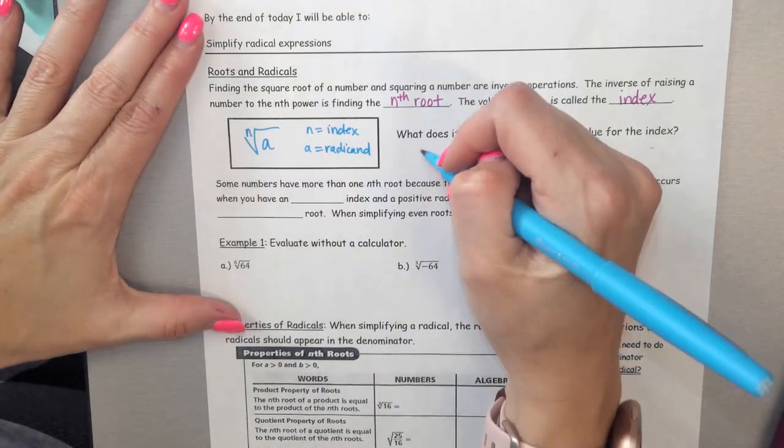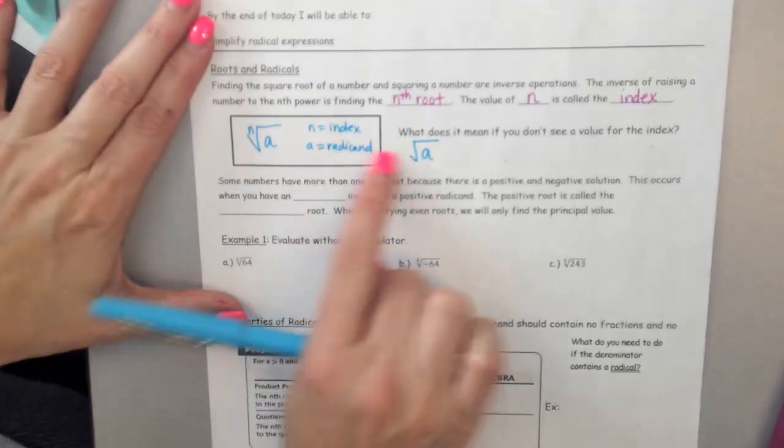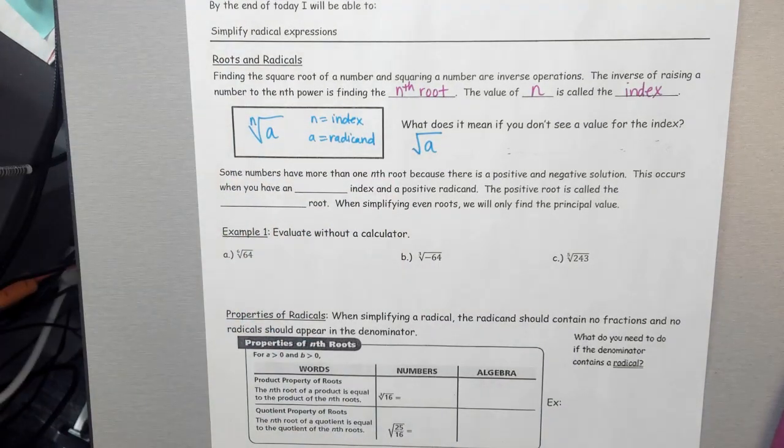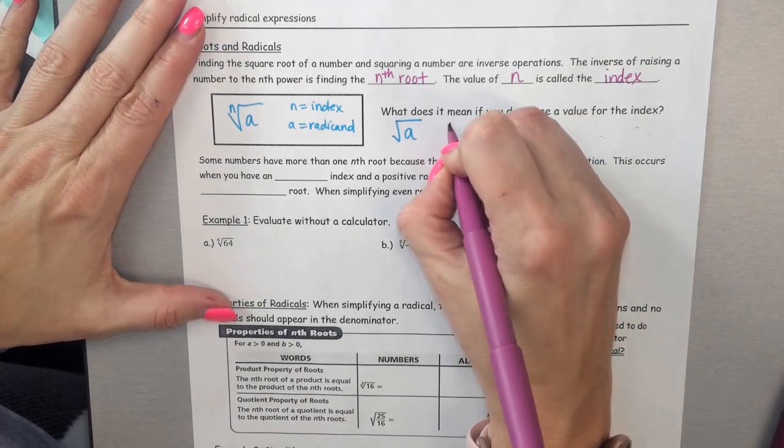Now it says, what does it mean if you don't see a value for an index? If there's no value here where n is, what does that mean? What type of root is it? It's a square root, exactly. So the index is 2 because it's a square root.